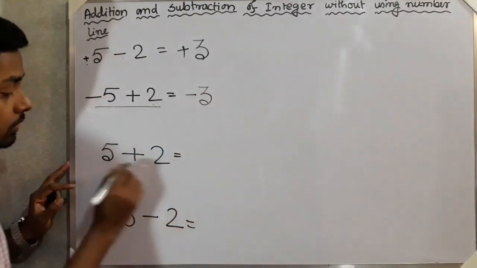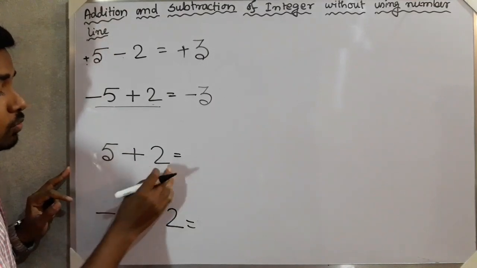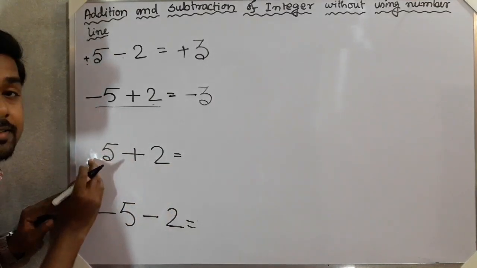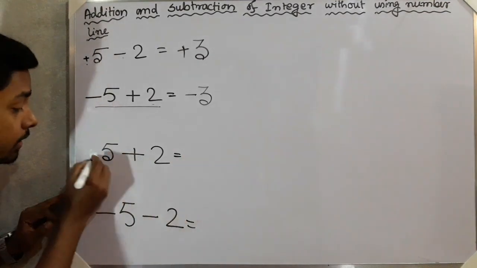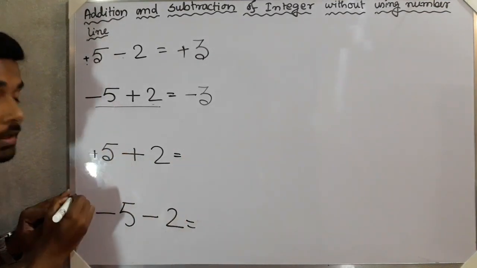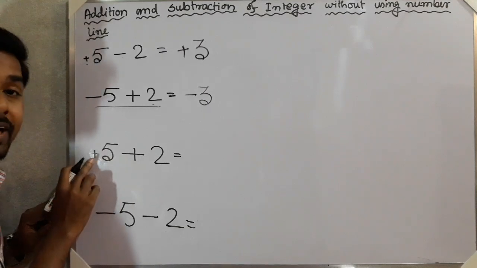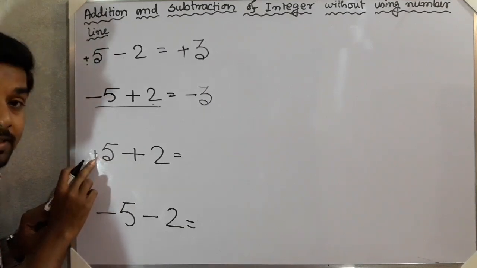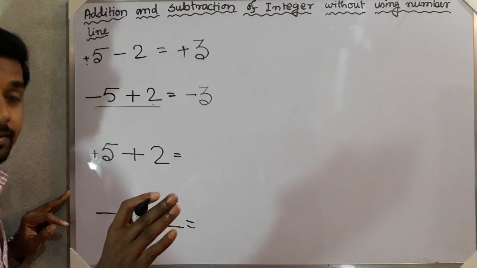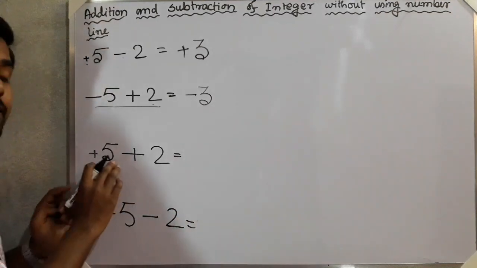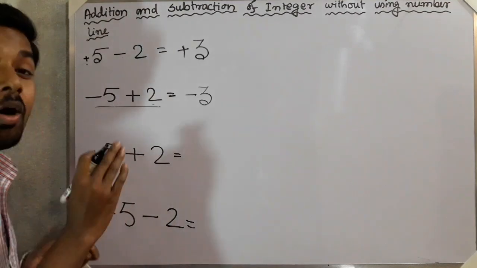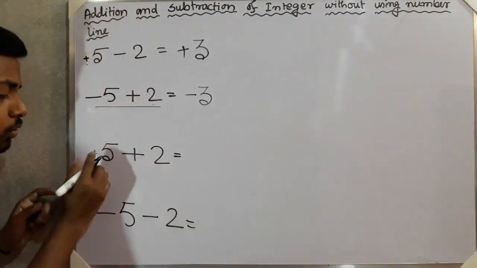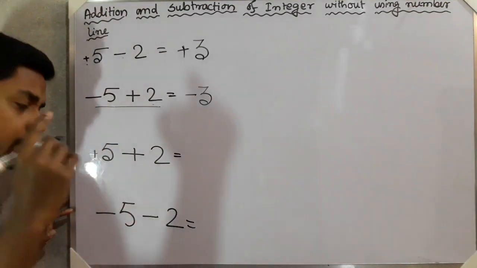Okay, now this question, 5 plus 2. So before 5 which sign is there? Before 5 no symbol. That means you have to think what? Plus. You will not put the plus here. You can imagine that it is plus, but you should not put it. If you put it, it is not wrong, but it looks awkward. So I am telling you, you should not put plus here. You can imagine it.